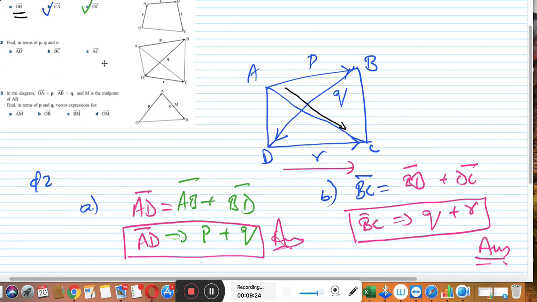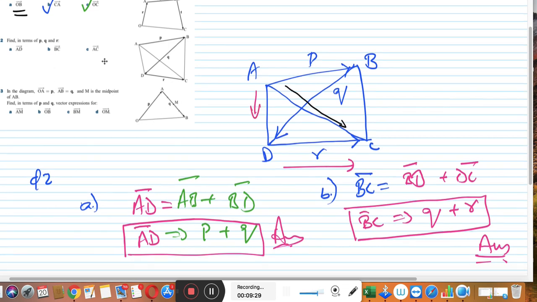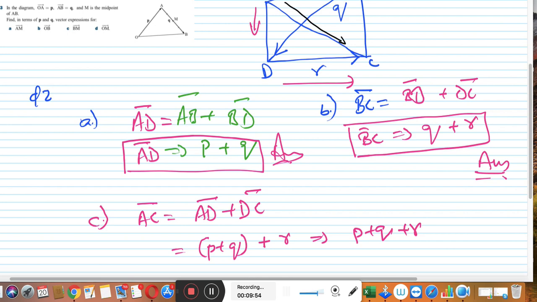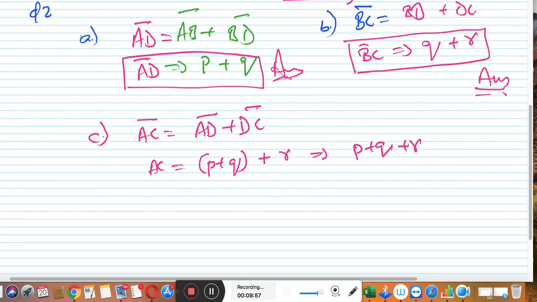So AC we can achieve by AD plus DC. So AC can be written as AD plus DC. AD we just calculated, it's P plus Q, plus DC. DC is your R. So what we can write over here, P plus Q plus R is your AC. So your final answer is AC is equal to P plus Q plus R.